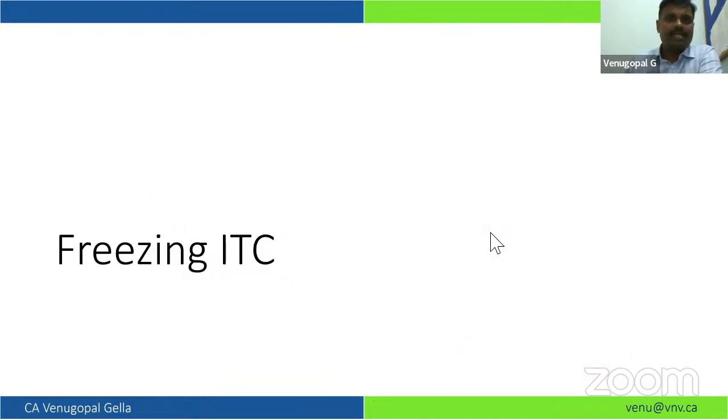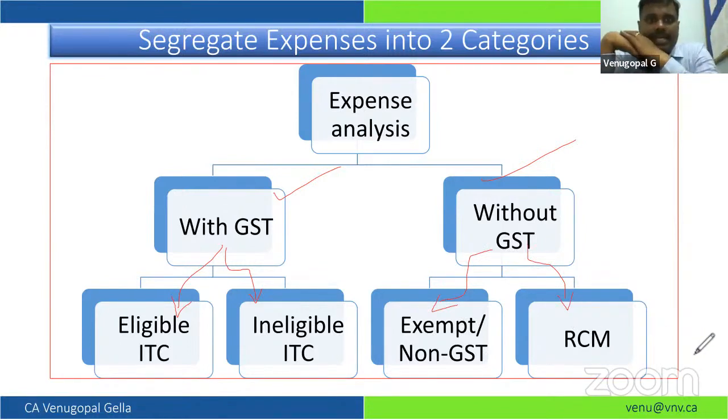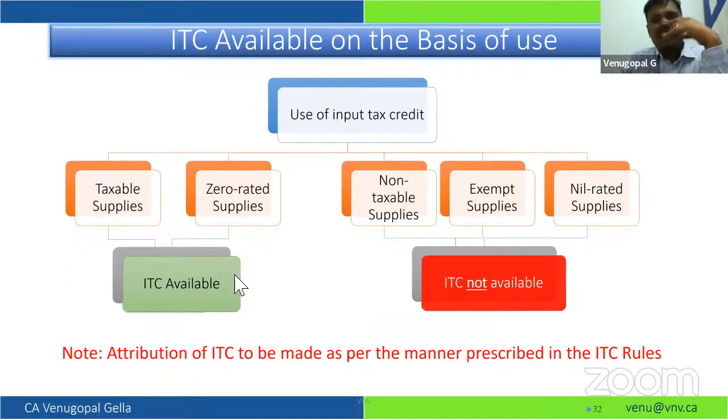Now, how do I freeze my ITC? I have to analyze all the expenditure in my books of accounts and see how much of the expenditure is with GST and how much is without GST. If it is with GST, is it eligible or ineligible? This I need to verify. If some vouchers have no GST, I have to see why these vouchers do not have GST, whether it is an exempt supply or whether it is a reverse charge liability. This is something one has to take a call on. And that is where again Tally on Wheels comes to the rescue in extracting the data from Tally and presenting it for us in this manner.